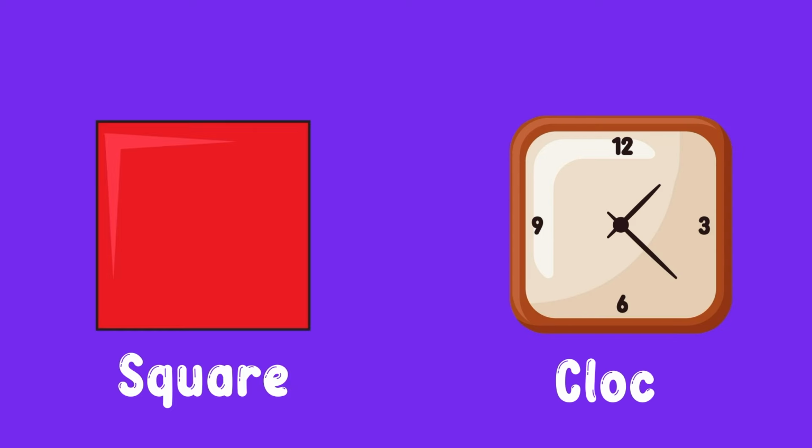Now, let's talk about the square. It's like a rectangle, but all its sides are equal in length. Square can be found in things like a clock.